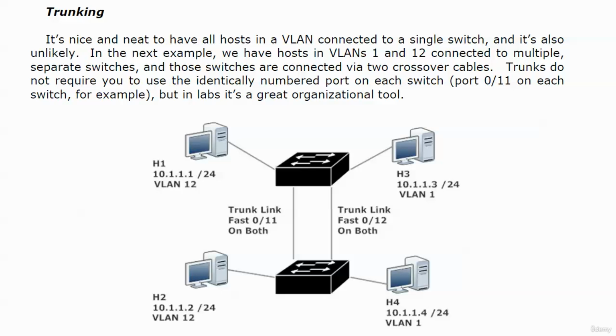We've got the same four hosts we had in the previous discussion, and we've got the same two VLANs, VLAN 1 and VLAN 12, but this time the hosts in VLAN 12, 1 and 2, are connected to different switches, and our two hosts in VLAN 1, host 3 and host 4, are connected to two different switches as well. So we've got to have some kind of working physical connection between the switches, and that's going to be our trunk link. What I've got here in my lab are two switches that are connected via two crossover cables.